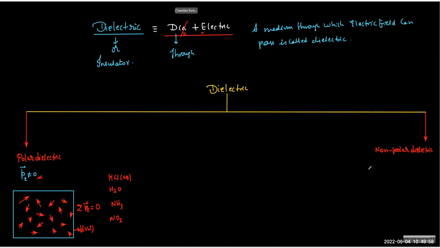Okay, so non-polar is what? In which individually every element, every molecule is zero. And if individually it is zero, the medium will have nothing, right? So how do we represent them? By drawing the circle.